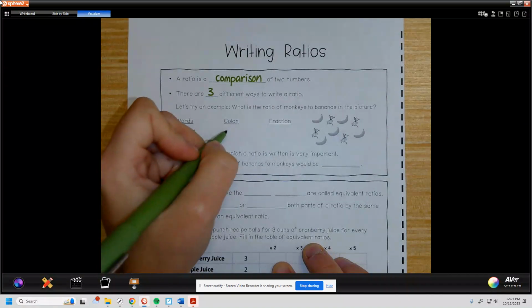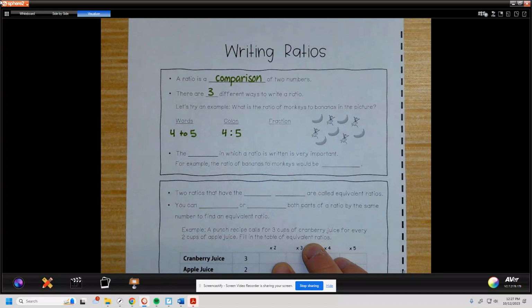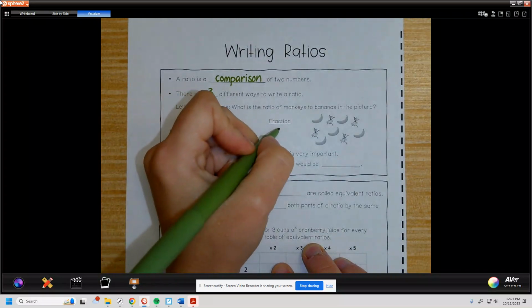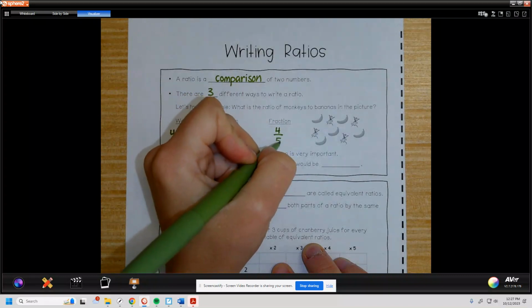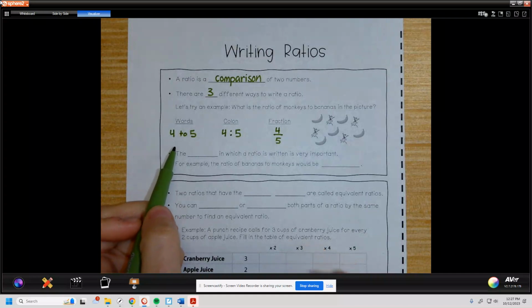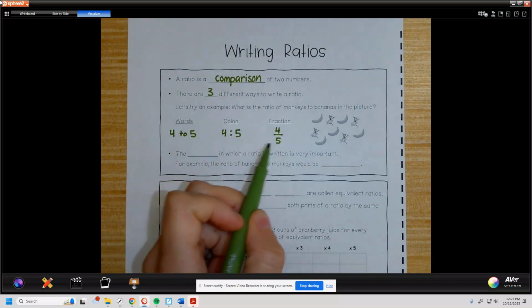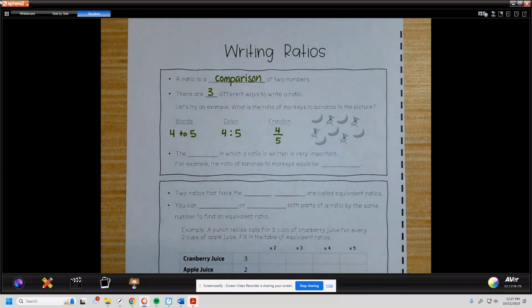You could say the ratio is 4 to 5 with a colon. A colon is just 2 dots in the middle. Or you could say the fraction, 4/5. If you read these out loud, though, they all would be 4 to 5. So that's a 4 to 5 ratio, that's a 4 to 5 ratio, and that is a 4 to 5 ratio.